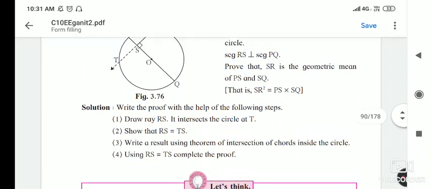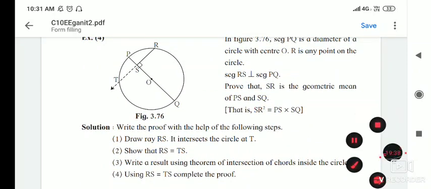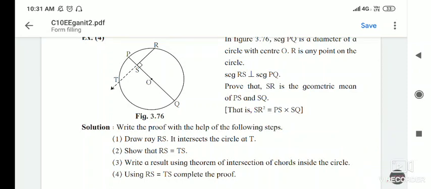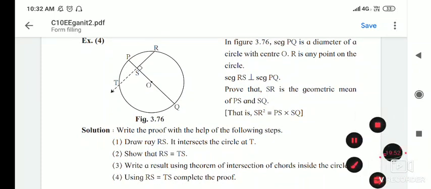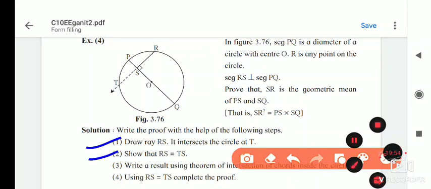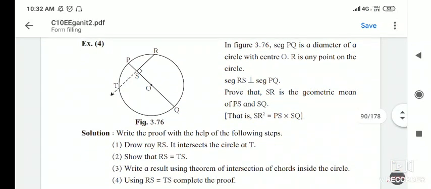And the next is the fourth example, and inside that example we have to write a proof. So I am going to explain this example, and by using these steps you have to solve it and send it to me. Okay, so I will explain the question.